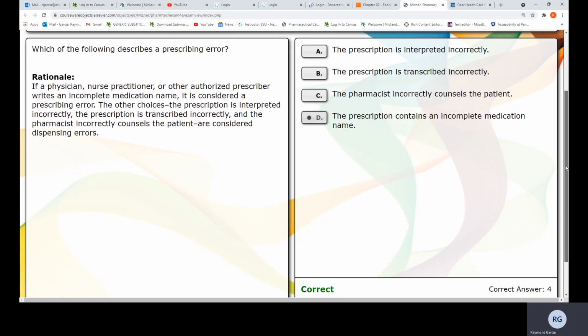Correct. Good job. Physician, nurse practitioner, or other authorized prescriber writes an incomplete medication name. It is considered a prescribing error. The other choices: the prescription is interpreted incorrectly, the prescription is transcribed incorrectly, and the pharmacist incorrectly counseled the patient, are considered dispensing errors. So I guess just think prescriber as your doctor, and prescribing, kind of put those two together.